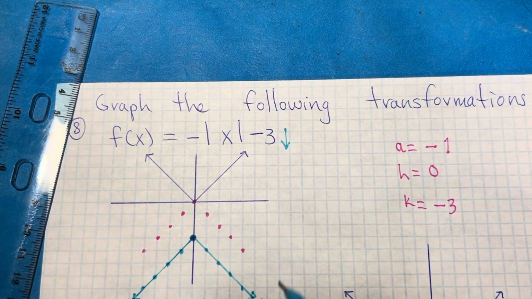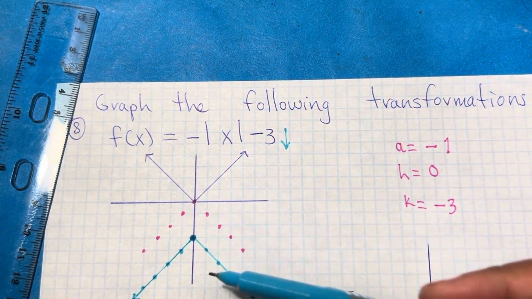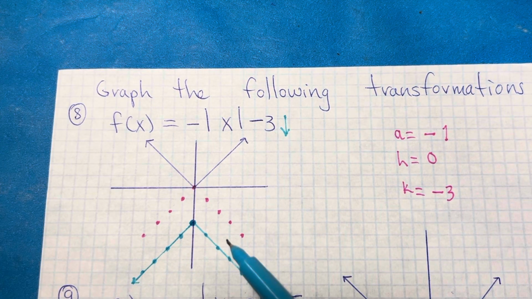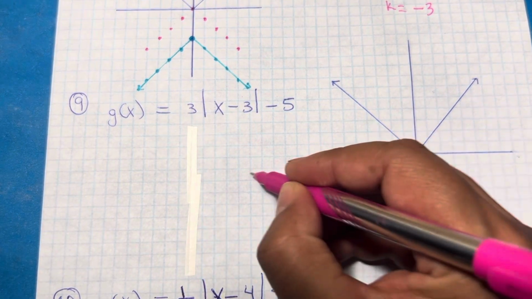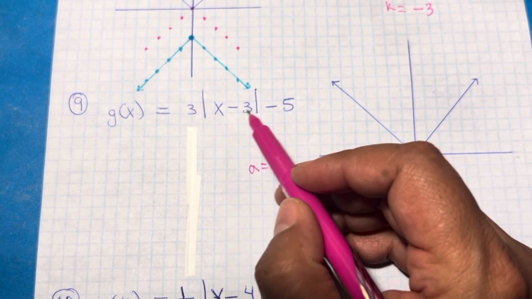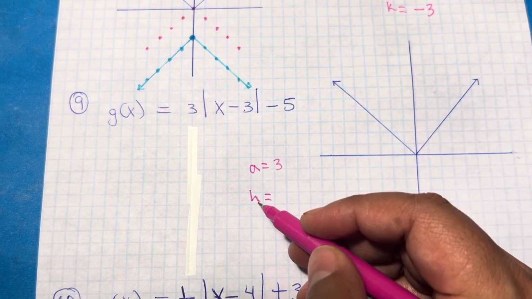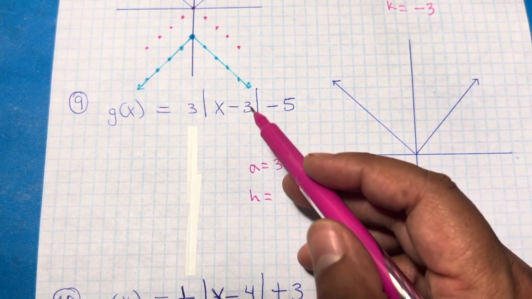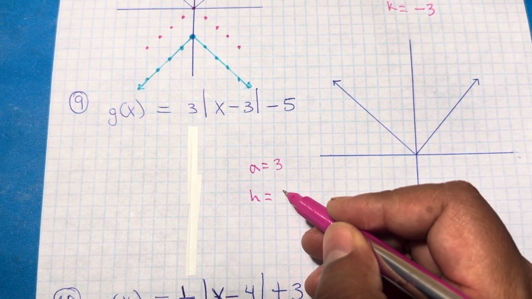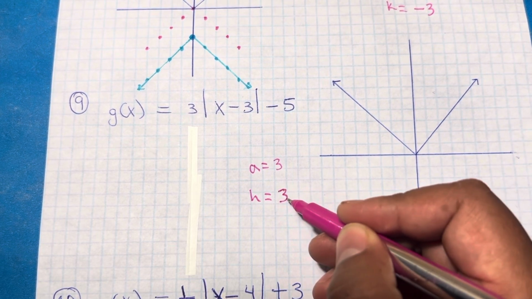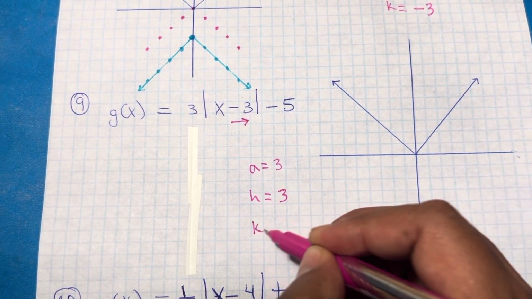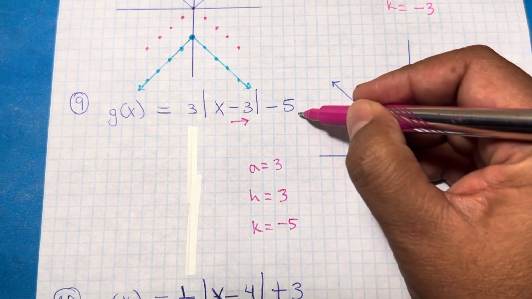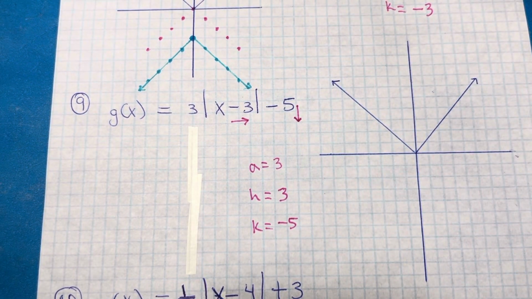Some students asked, can I just do the reflection and translation at the same time without doing these points? And that should be okay, because we're looking for the end result of all the transformations. For number 2, a is equal to 3. H, which is a horizontal translation, is equal to the opposite, which is, instead of -3, +3. That means that it's going to go to the right, and k is -5. Since it's negative, it's on y, it's going down, okay?